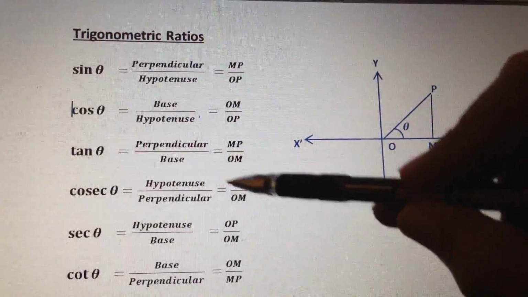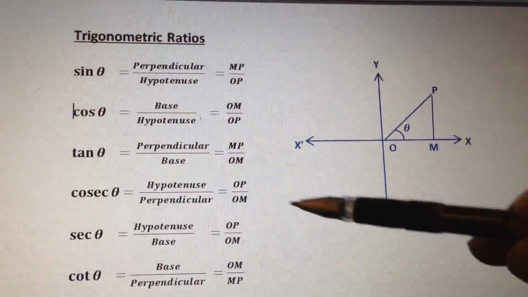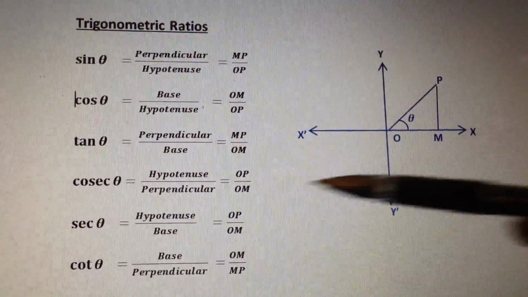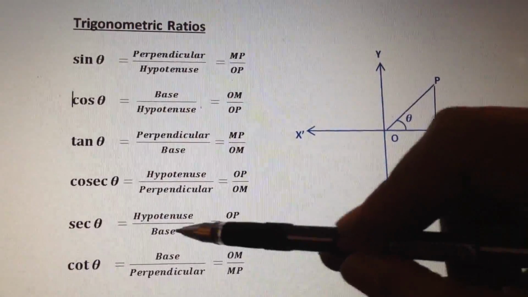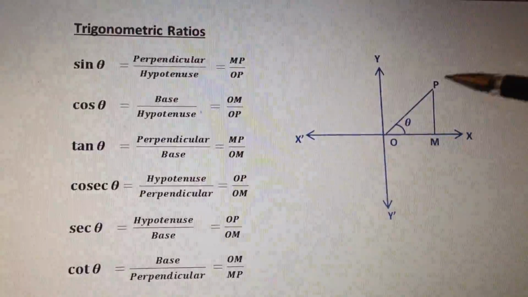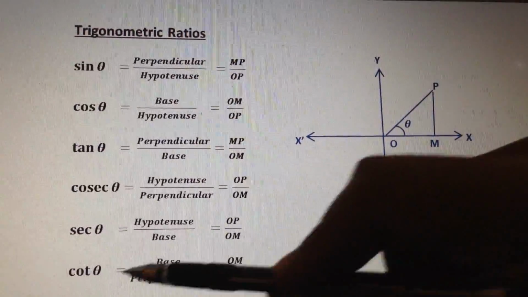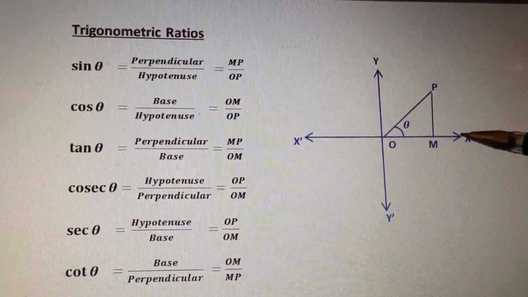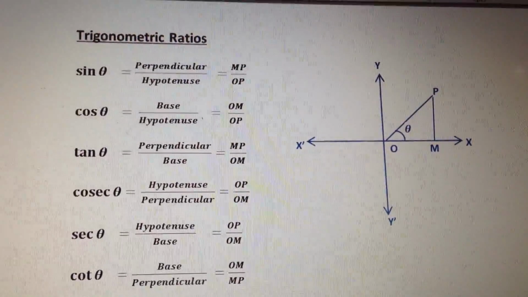Cosecant theta is equal to hypotenuse by perpendicular, which is equal to OP by MP. Secant theta is equal to hypotenuse by base, which is equal to OP by OM. Cot theta is equal to base by perpendicular, which is equal to OM by MP.